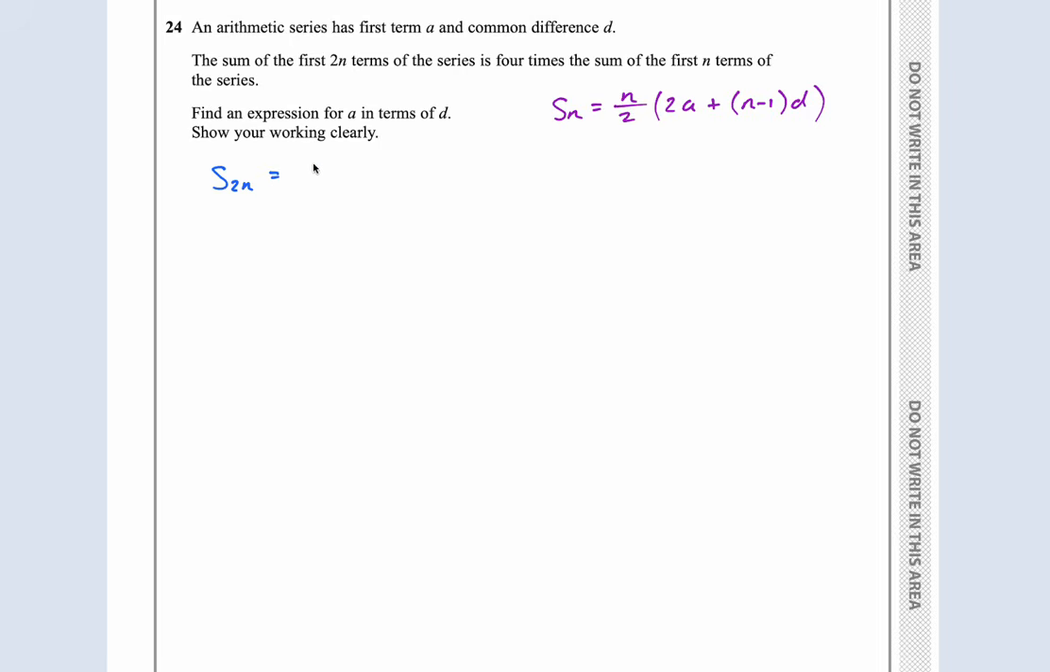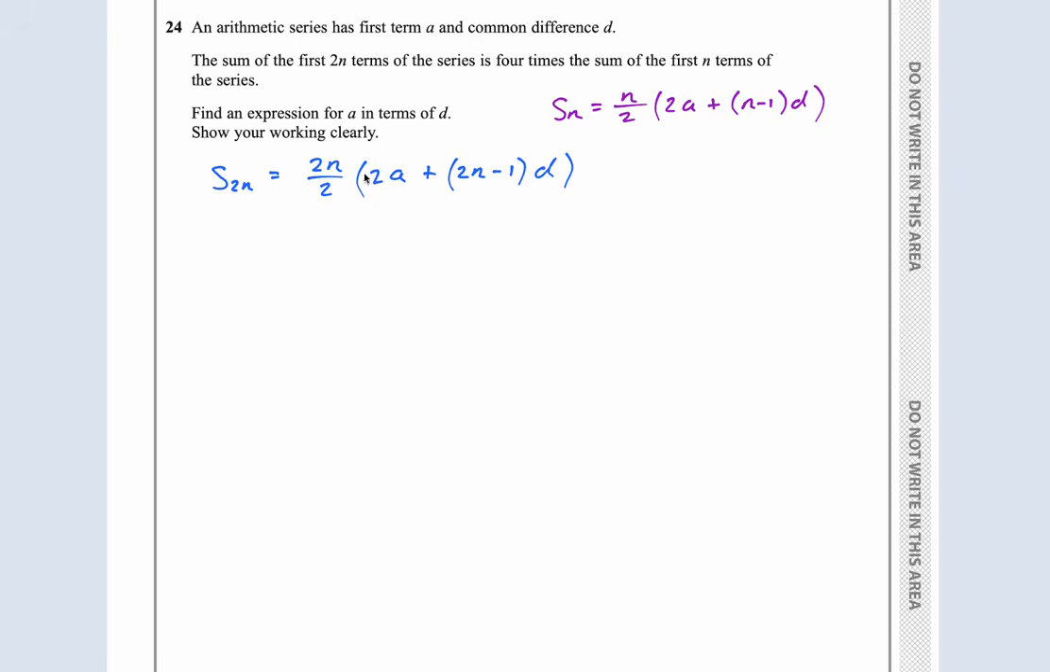So it's going to equal 2n over 2, instead of n I've put 2n, times (2a plus (2n minus 1) times d). Okay, that's the sum of the first n terms. That's the sum of the first 2n terms. He says the sum of the first 2n terms is 4 times the sum of the first n terms. So the equation that I can write is this equals 4 times this.